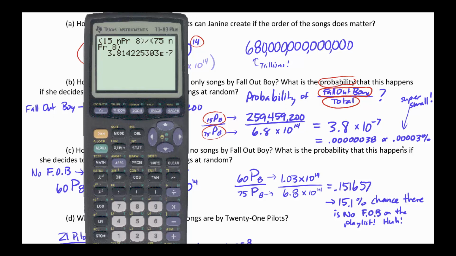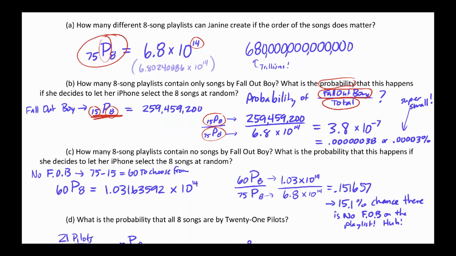Now that, as a percent, is 0.00003%. Teeny, teeny, teeny, tiny. The odds of getting a playlist that are all Fall Out Boy are extremely small. It will hardly ever happen. Maybe 1 in a trillion times or 1 in a billion times it'll happen.